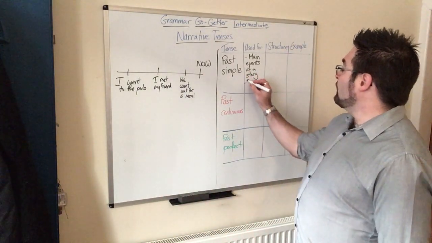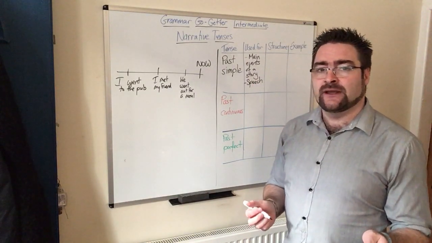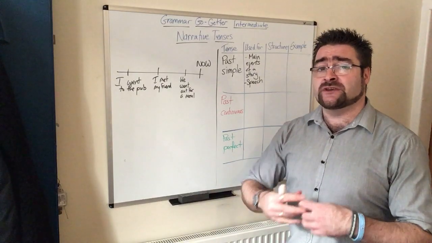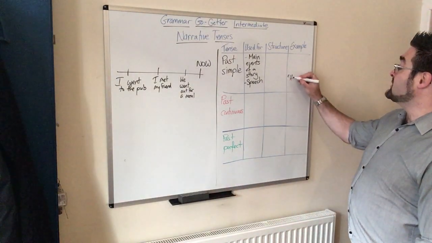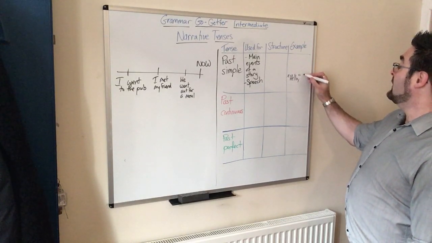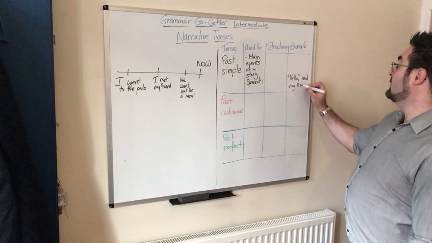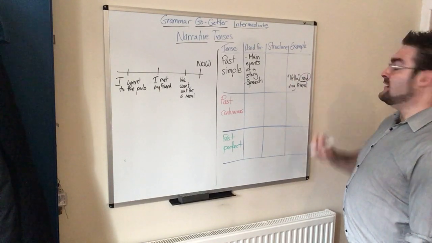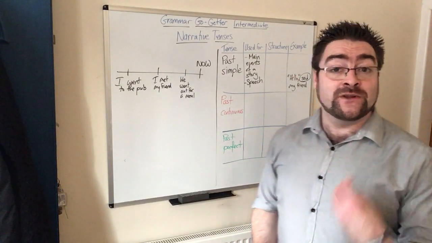It's also used for speech. Whenever someone speaks in a story, it's considered a main event or it's considered important. So, in my example over here, I'm going to put, hello, said my friend. And this part here is always in the past simple because it's important when somebody speaks.